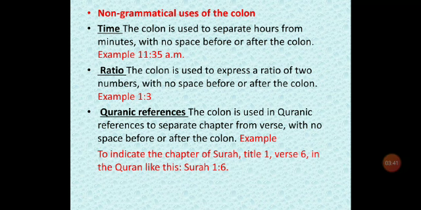Colon is also used to give the Quranic or biblical references. The colon is used in Quranic references to separate chapter from verse. And what is chapter? Chapter is the para of the Quran, with no space before or after the colon. Example is to indicate the chapter of Surah 1, verse 6 in the Quran, like this: Surah 1:6. It means the Surah number is 1 and the verse number is 6.